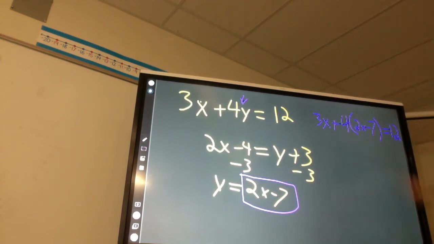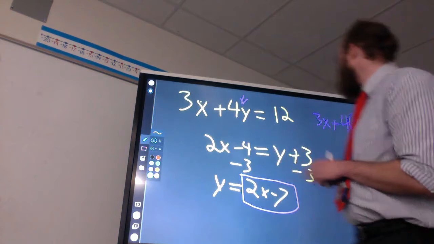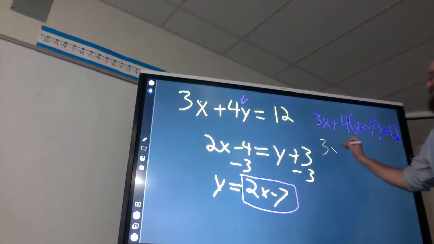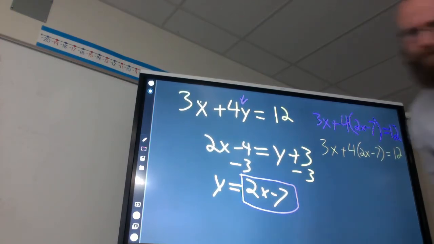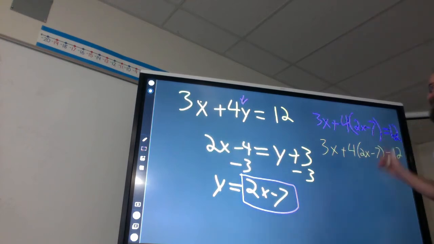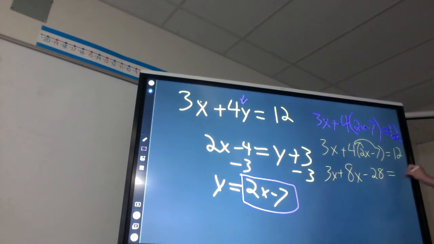We have to distribute the 4 to both terms. I'm going to go ahead and rewrite this guy in a different color so you guys can see it a little bit better. So we had 3x plus 4 times 2x minus 7 equals 12. Cool. 4 times 2x is 8x. 4 times negative 7 is negative 28. And we have a positive 3x over here. That all will still equal 12.